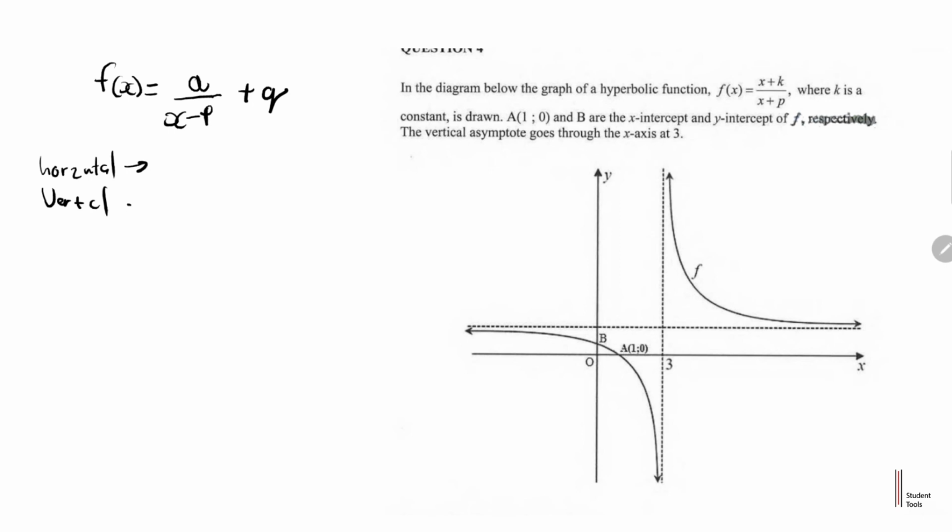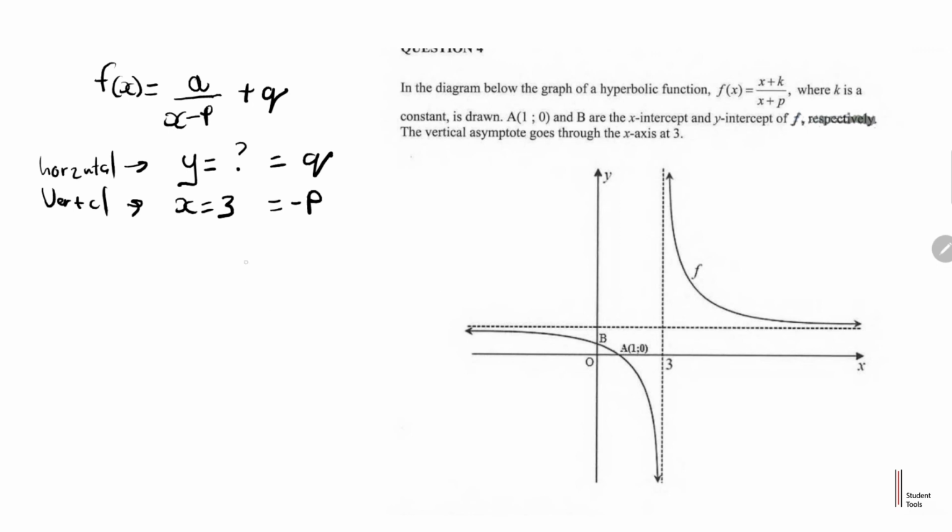And then how do we write them? For the horizontal, we have y equal to that. We are not given the horizontal asymptote, so we do not know it. What about the vertical asymptote? We have x equal to 3. And we also know that the horizontal asymptote is equal to q, and the vertical asymptote is equal to negative p.